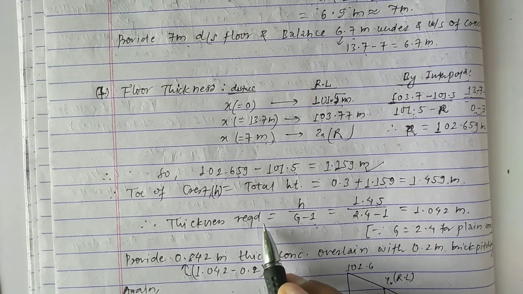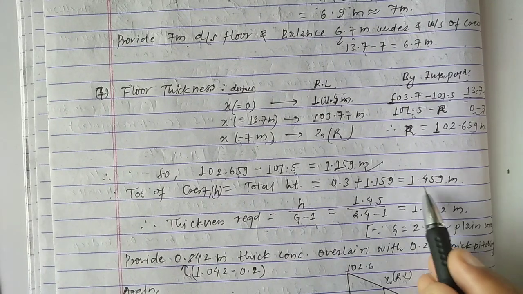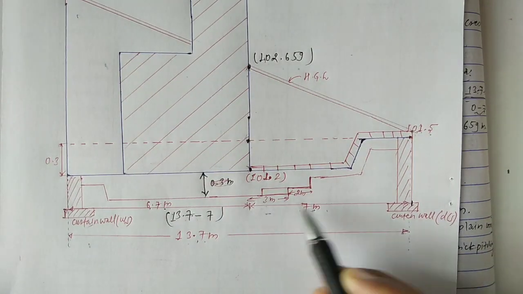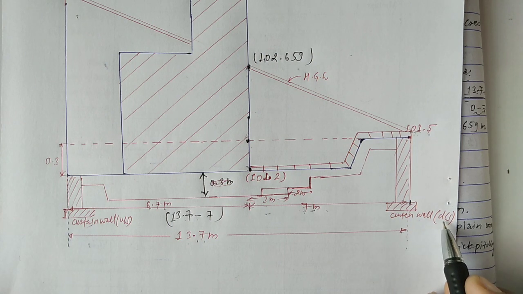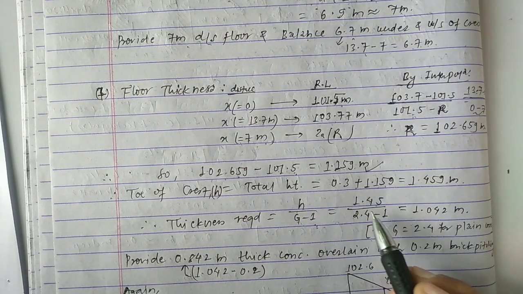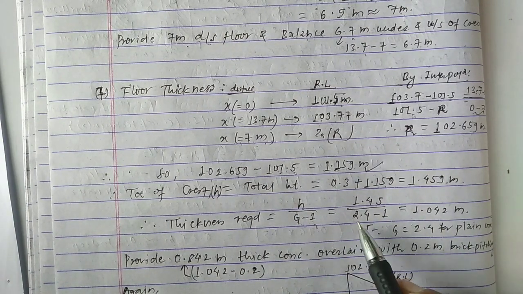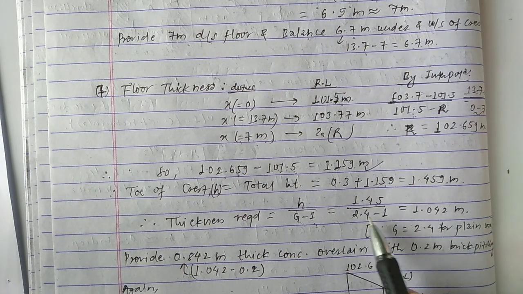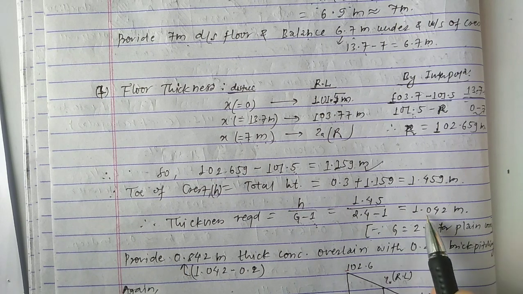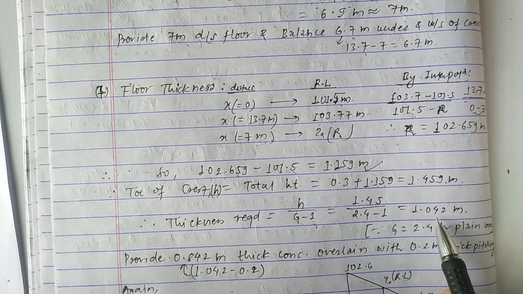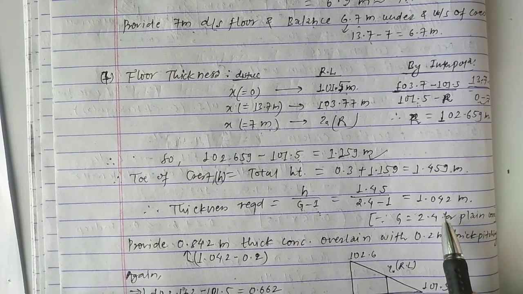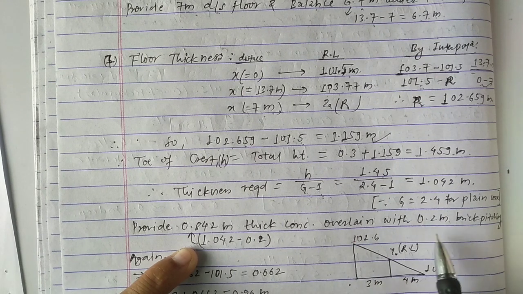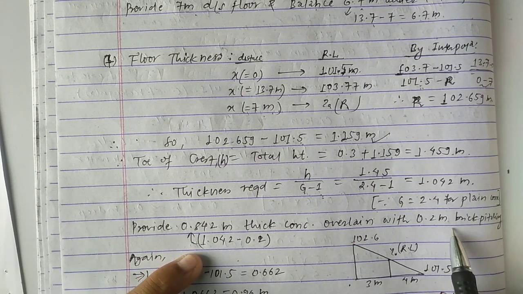Now we can calculate the thickness required equal to h by G minus 1, h equal to 1.459, and this h is taken from the 7 meter from the cotton wall, that is downstream. This value is 1.45 by G minus 1. For plain concrete we already know the value of G is always taken as 2.4, minus 1, then the thickness required becomes 1.042 meter. So provide 0.842 meter thick concrete overlain with 0.2 meter brick masonry.